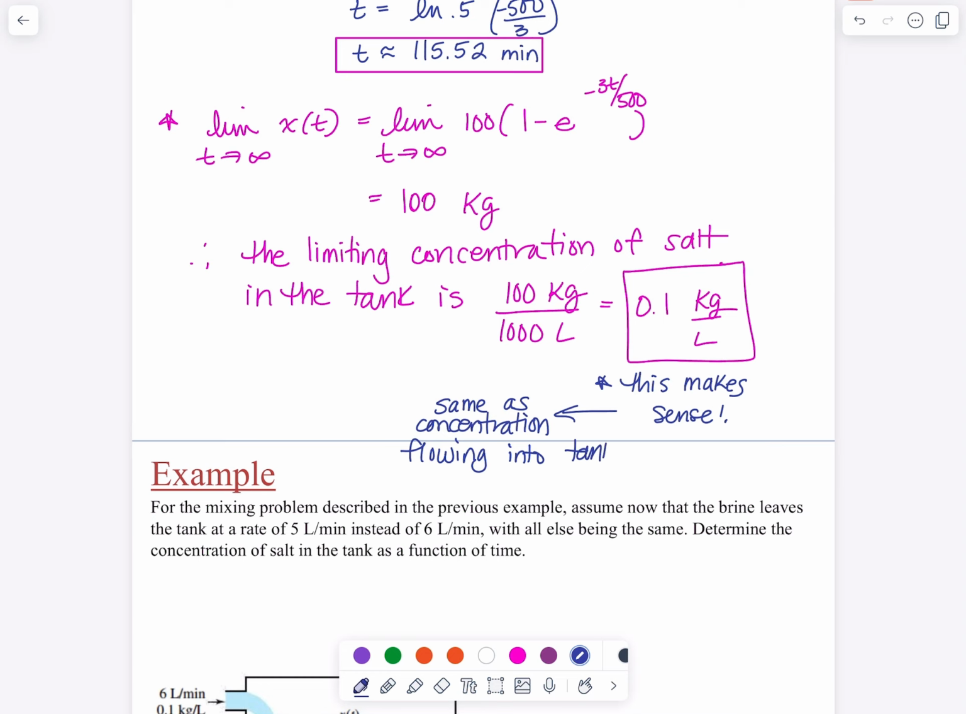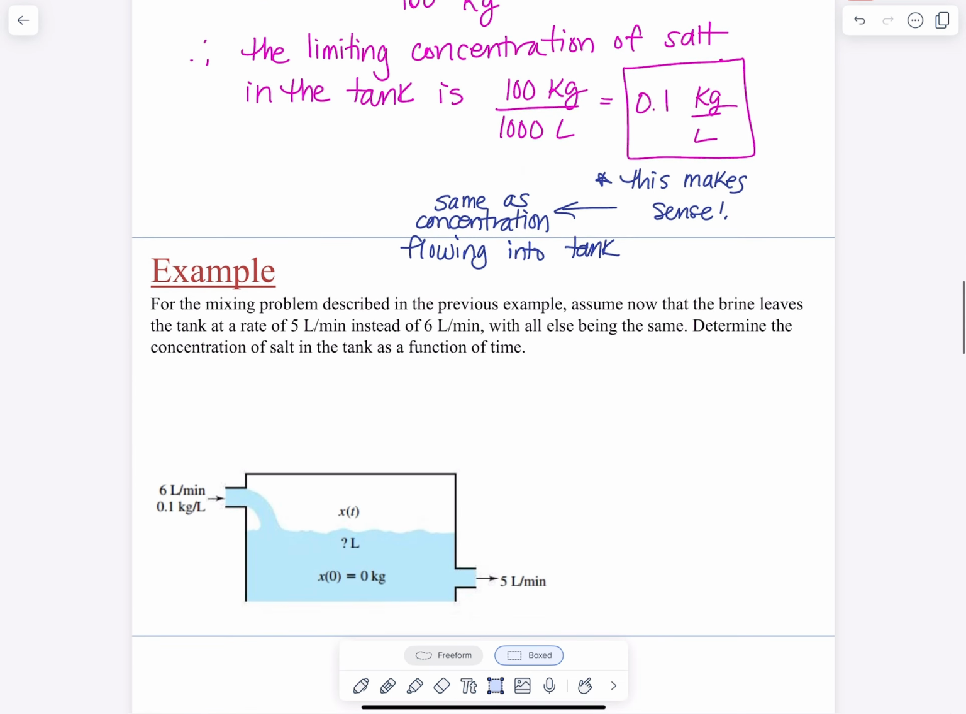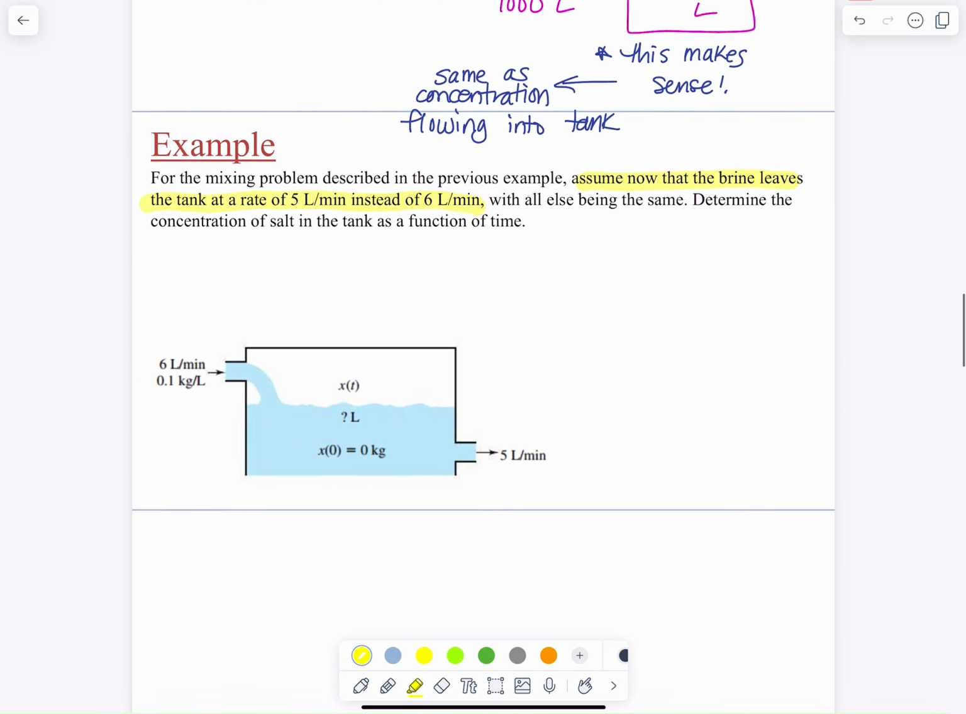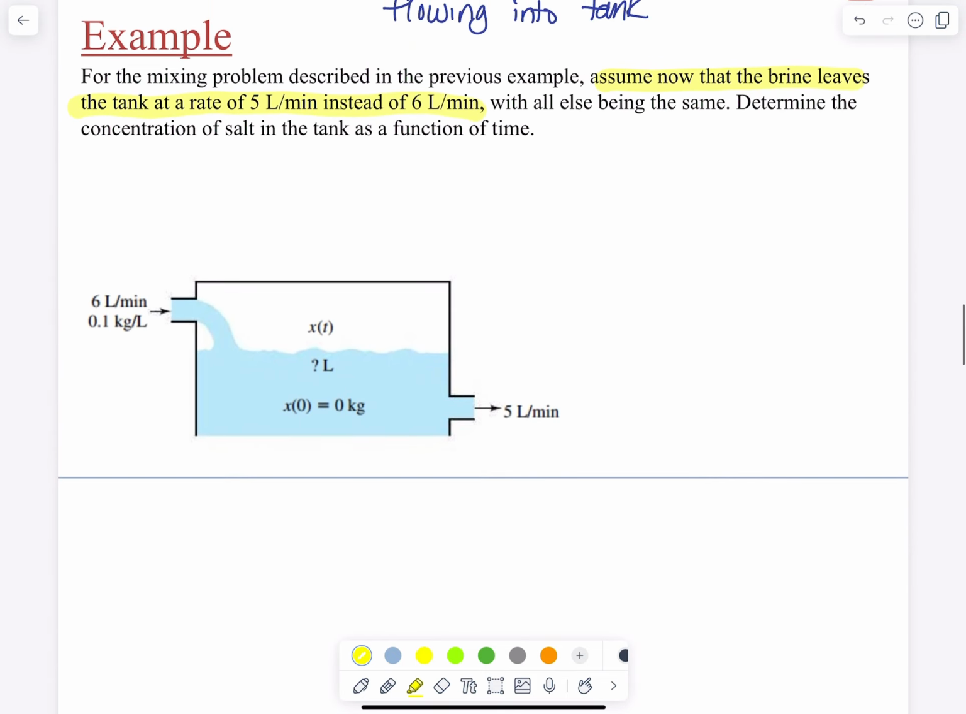Okay, so let's look at this next example. For the mixing problem described in the previous example, assume now that the brine leaves the tank at a rate of 5 liters per minute instead of 6 liters per minute. Now, everything else is going to be the same. We are asked to determine the concentration of salt in the tank as a function of time.